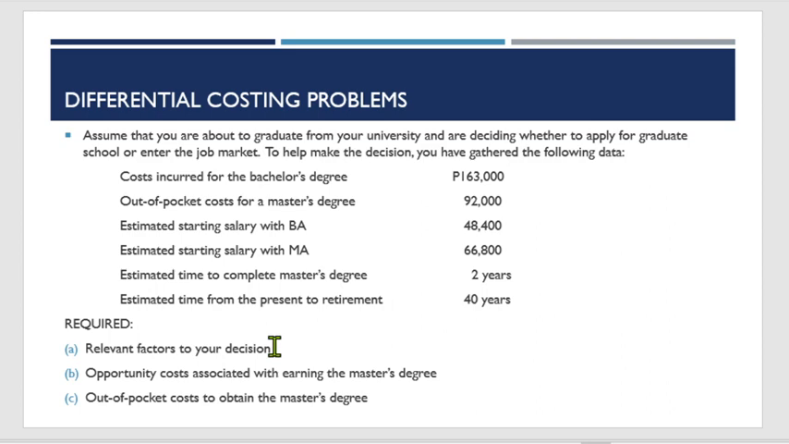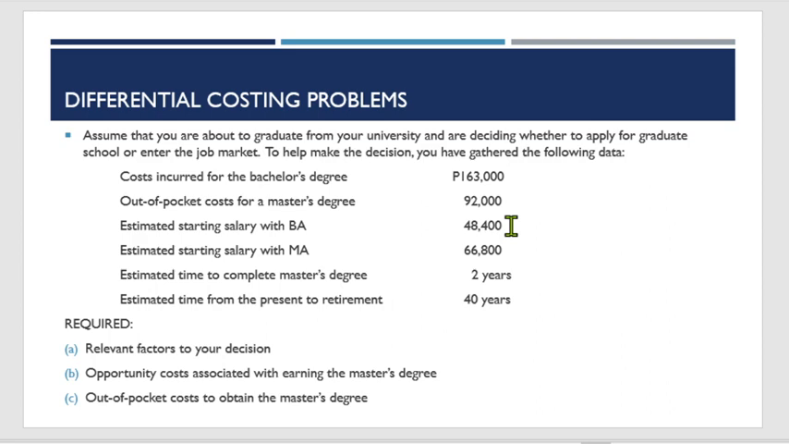Okay, let's go with item B. Opportunity cost associated with earning the master's degree. Opportunity cost, so the benefit forgone. Kapag ikaw ay nag-masteral degree, ano ang mawawala sa'yo? Kung pinili mo sanang magtrabaho na. Anong mawawala sa iyo kapag nag-master's degree ka ng 2 years? Ang mawawala sa iyo is your salary. Dapat sumusweldo ka na nung mga panahong ikaw ay nagma-master's degree. Magkano ba ang sweldo mo dapat? 48,400 ang sweldo mo kung nagtrabaho ka na kaagad.